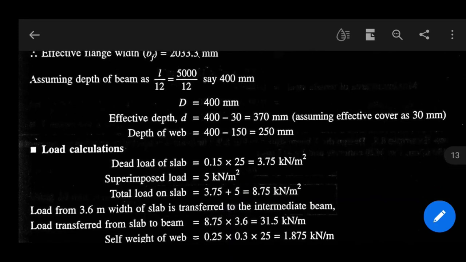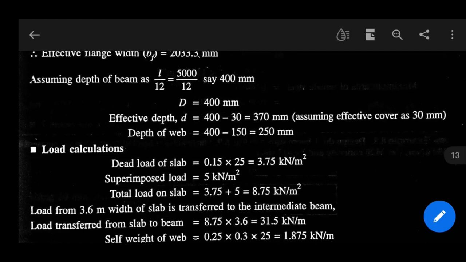Now we have to calculate load, the load calculation part. Design load of slab is 0.15 into 25, that is equal to 3.75 kilonewton per meter square. Now superimposed load is 5 kilonewton per meter square, which is given. So total load on slab will be 3.75 plus 5, that is equal to 8.75 kilonewton per meter square.